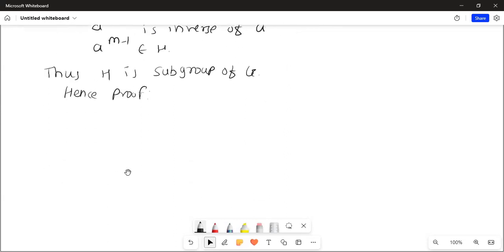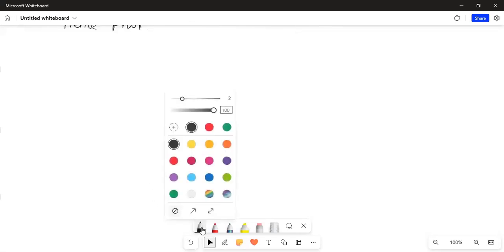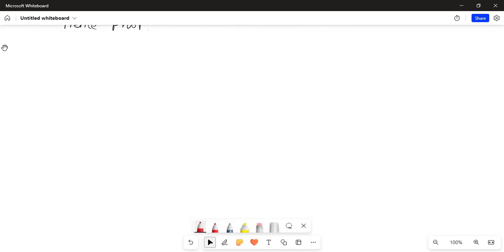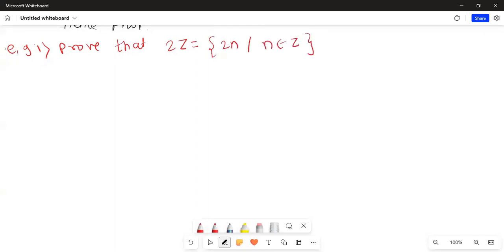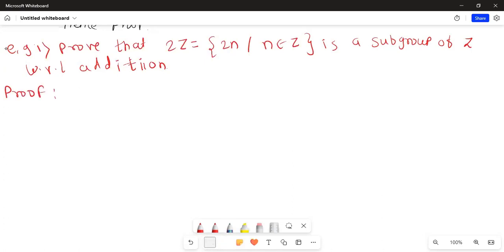So let's take two examples, and then we will stop this video. Example: prove that 2Z, which is equal to 2n for every n belongs to Z, is a subgroup of Z with respect to addition. So this is what we have to prove.